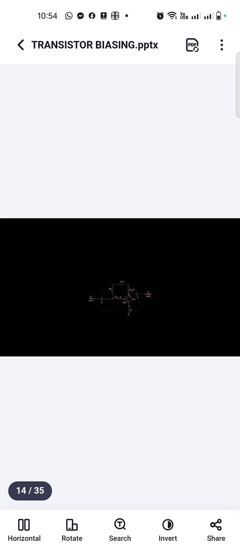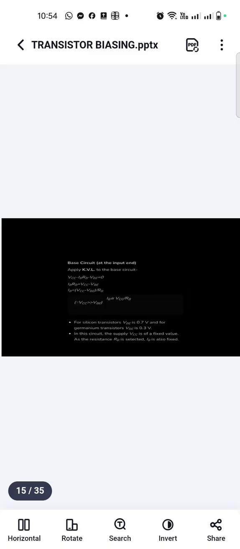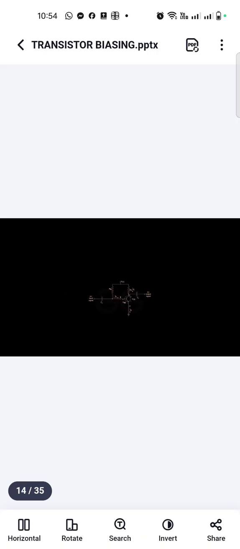So how to solve this? First we will find the value of IB. How will you find the value of IB? Apply KVL to the base side. See the circuit diagram. This is the input side. In this input side, apply VCC minus IB into RB minus VBE equal to 0. This is the way you have to apply KVL to the input side.